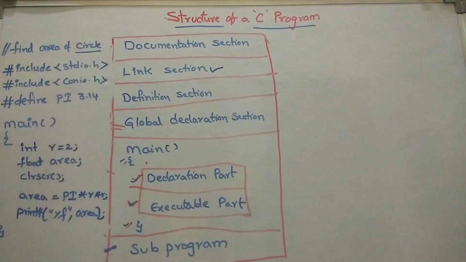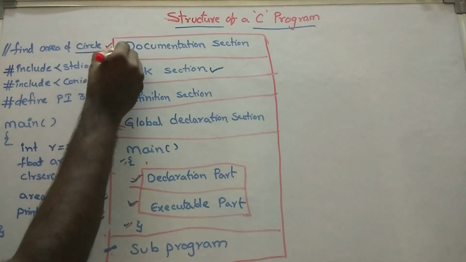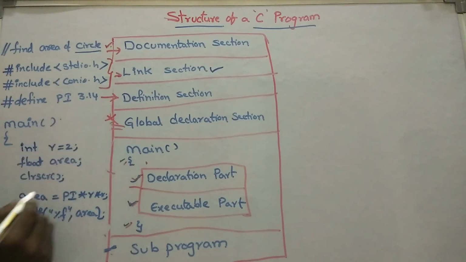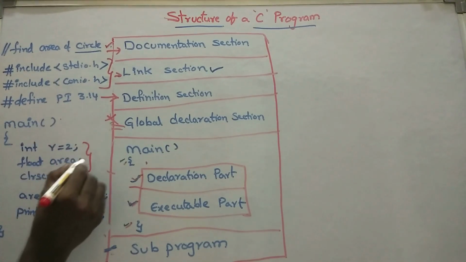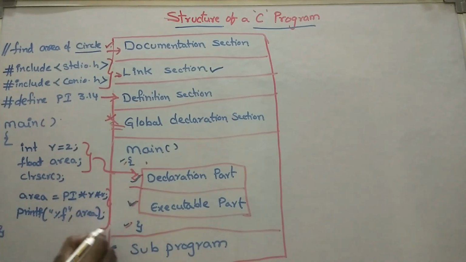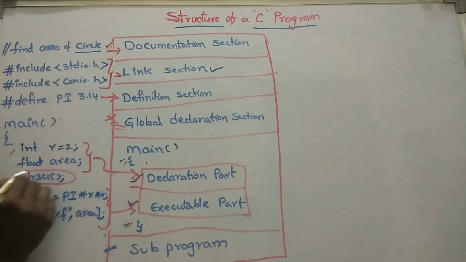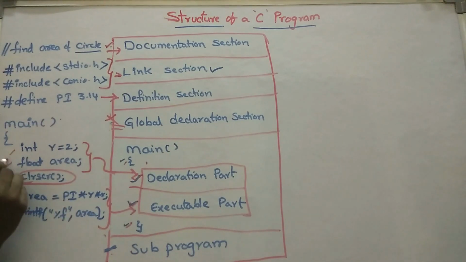And there is no need for the subsection. Now it is simply called a C program. See here, first I define the documentation section, then the link section. Now it is the definition section. The global section is not needed for my program. Now it is the main part. In this main part, one part is the declaration part and the other is the executable part. The declaration part and executable part are separated by the clear the screen. Before the clear the screen is the declaration part, after the clear the screen is the executable part, and then we close the main method. It is one best example to represent the structure of a C program.